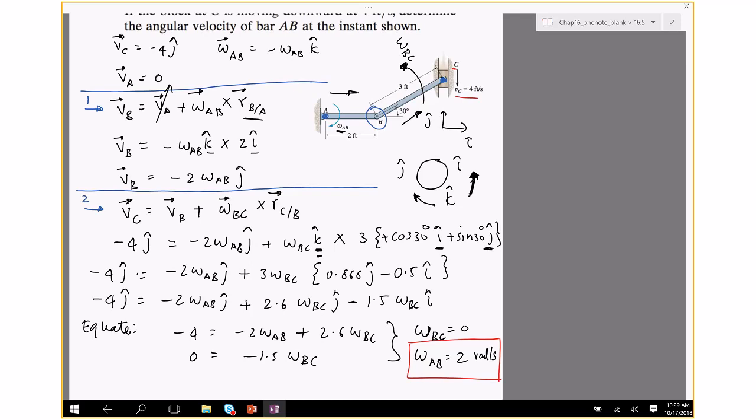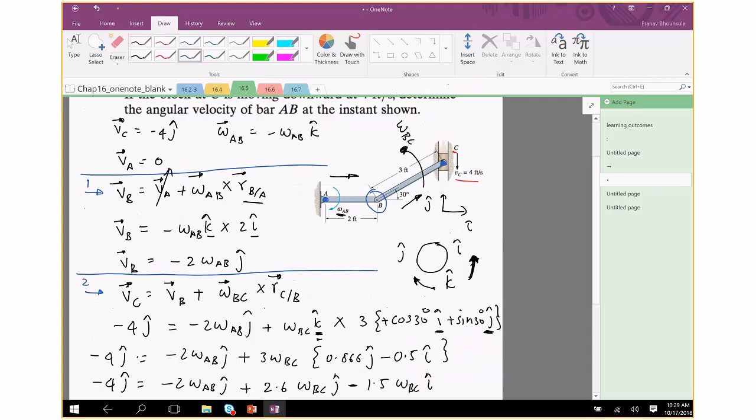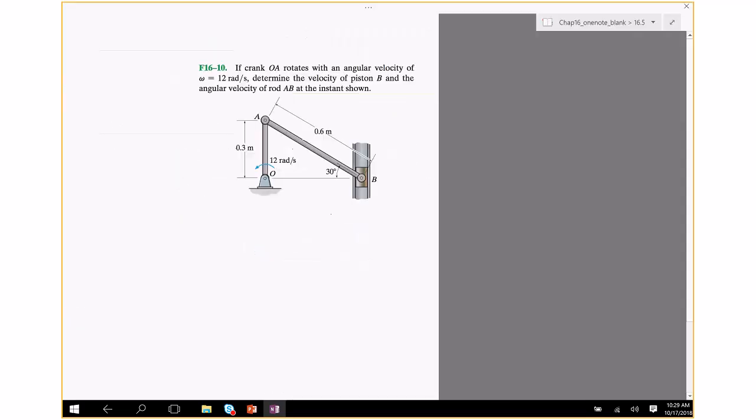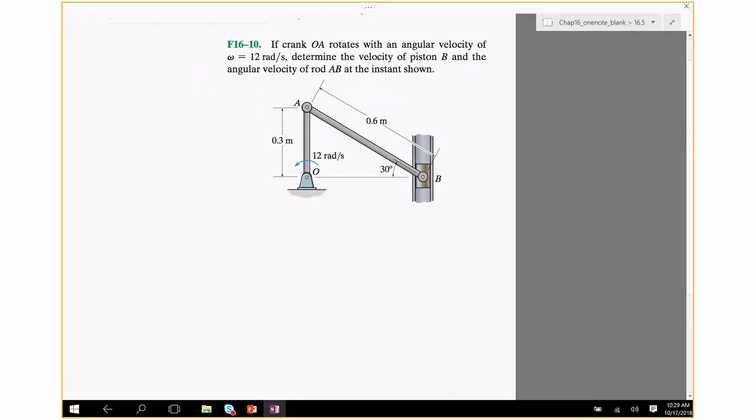Any questions on this? Okay, let's see if you can apply what I just did on this problem. If the crank OA rotates with an angular velocity of 12 radians per second, determine the velocity of the piston B and the angular velocity of the rod AB at the instant shown.